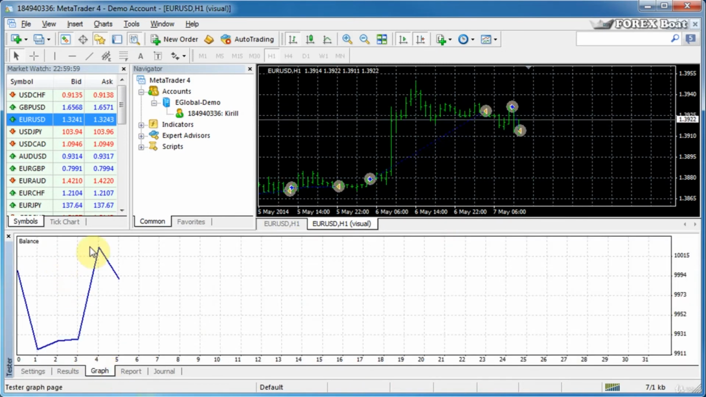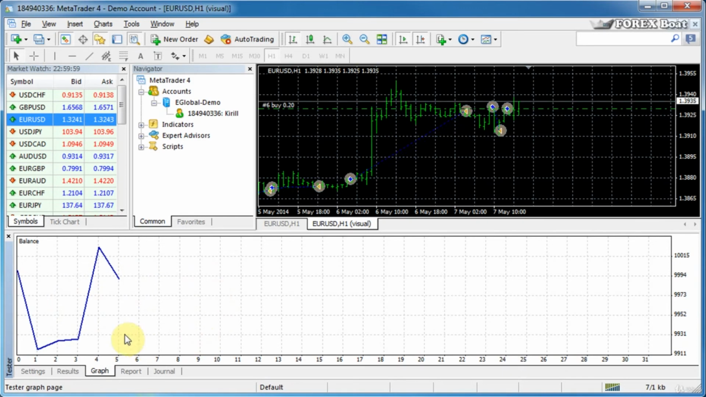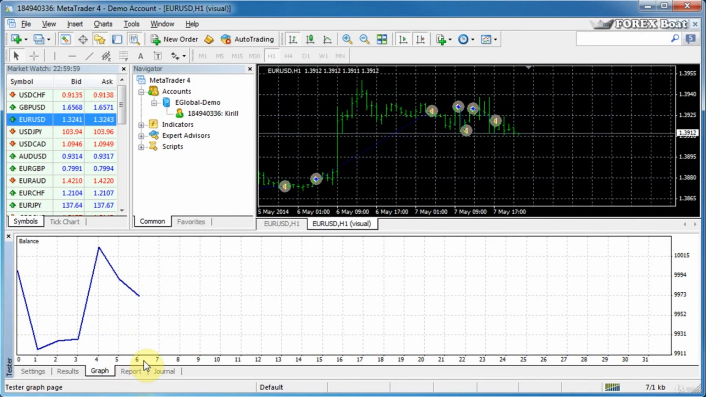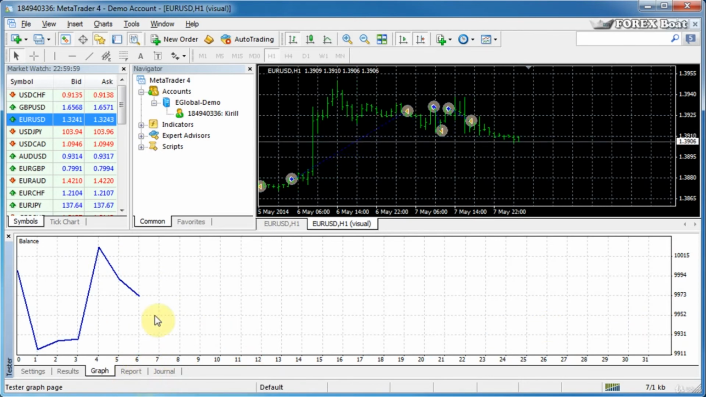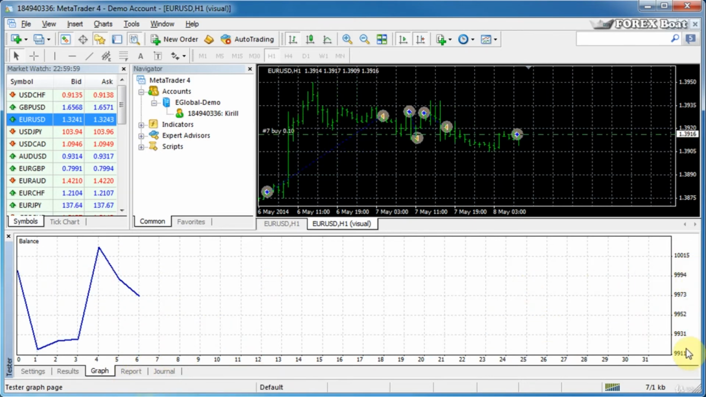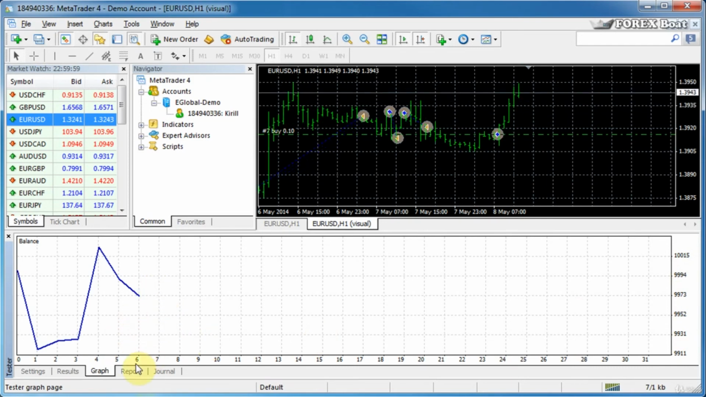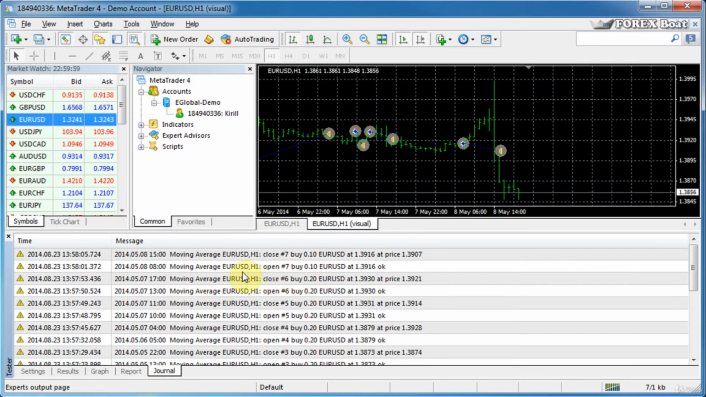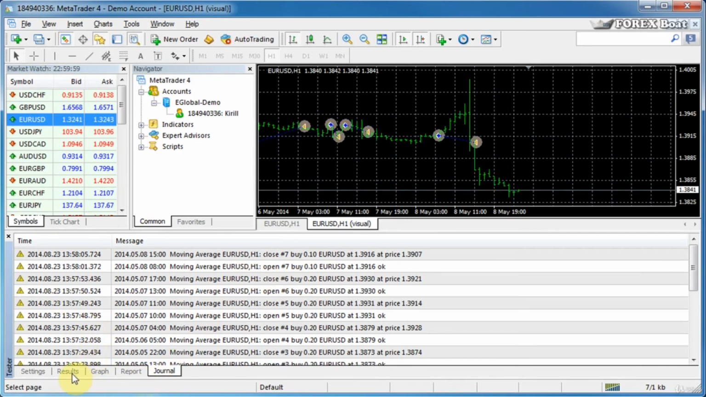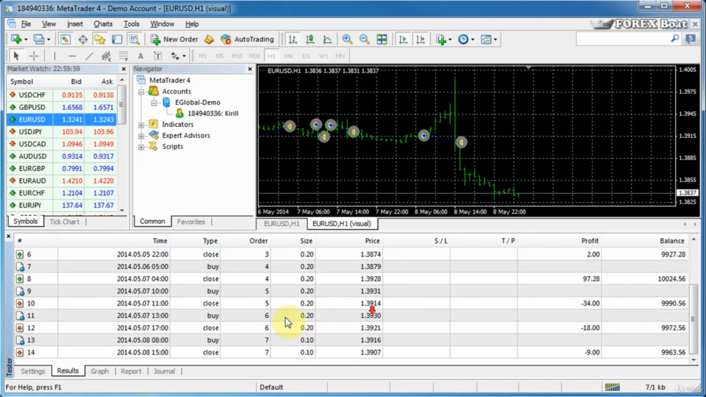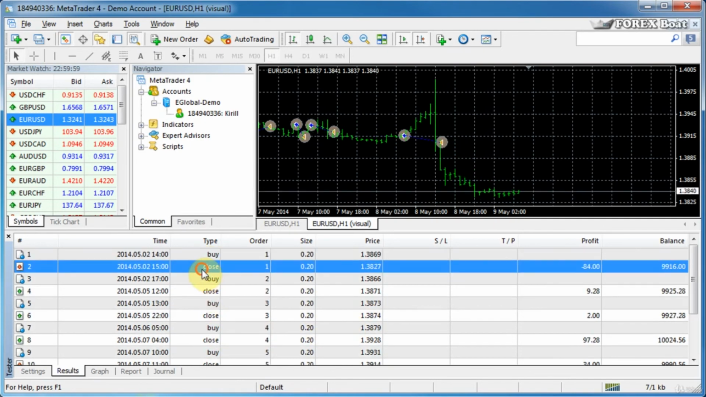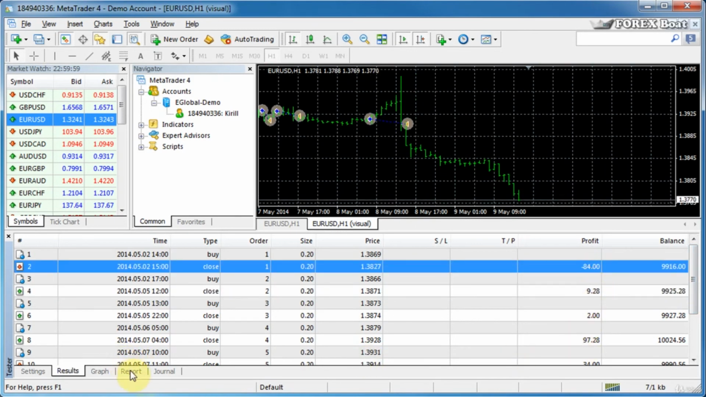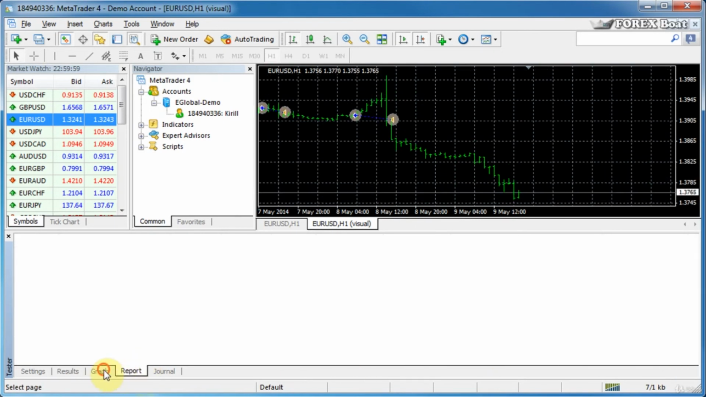If you go to the graph tab, it shows you how your balance is changing, sorry, not with time, with every trade. So we started with $10,000, and you can see here how your balance is going up and down. Journal shows you some journals on what the expert advisor is doing. Results actually lists every single trade. It's been opened, closed, open, closed, and so on. And you can see the profit that every trade is bringing you. The report's not ready. The report will be ready at the end.